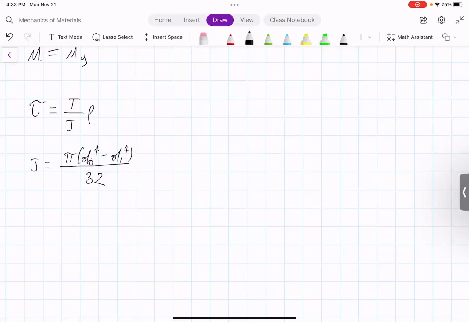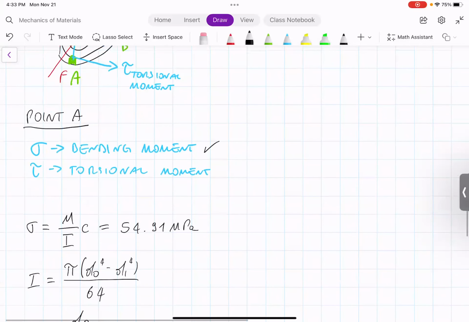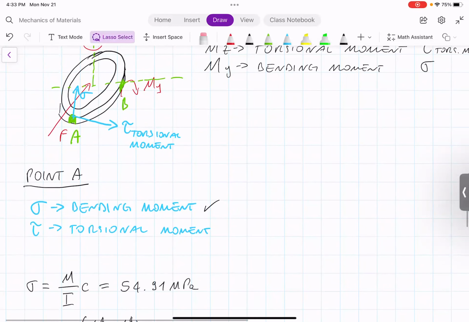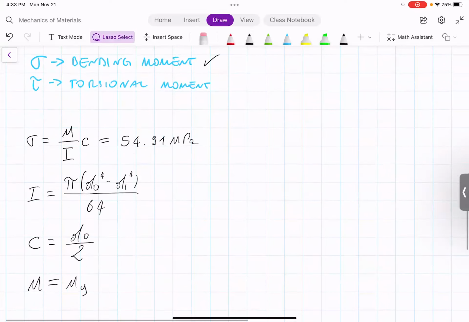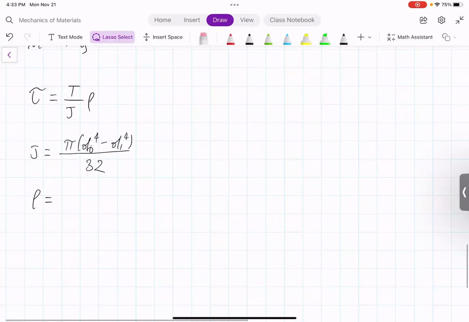Then we have the term rho. Term rho is the distance between the center of the circular tube and the location at which we want to determine the shear stress. Since in this case we are looking at determining the shear stress at this location here, the distance will be the distance between the center and the edge, which is basically the radius. So here we have d over 2, the external diameter divided by 2.